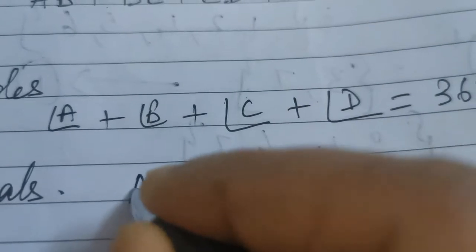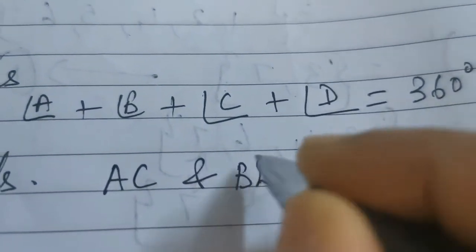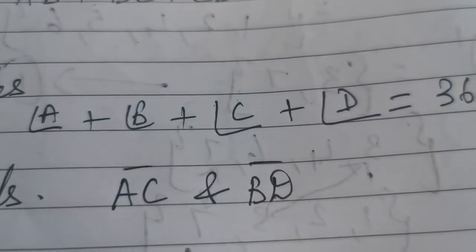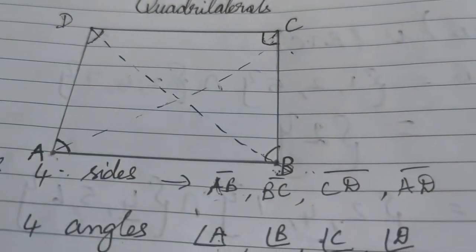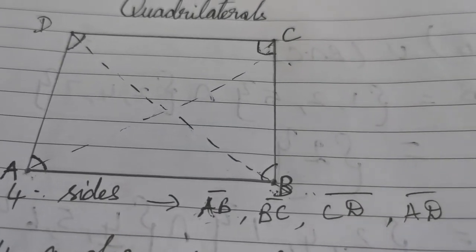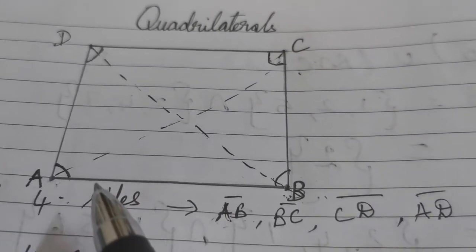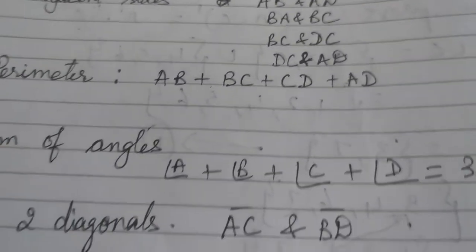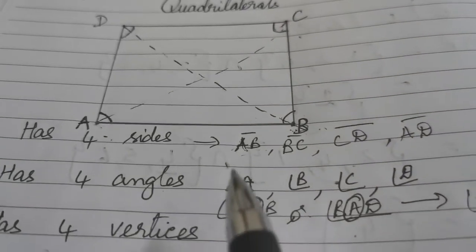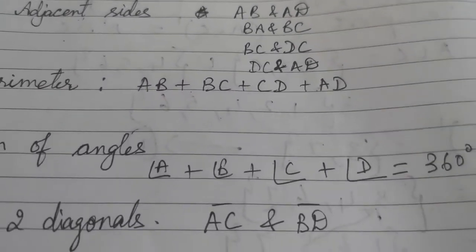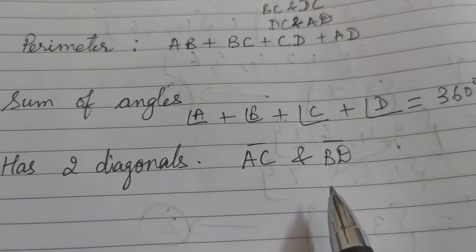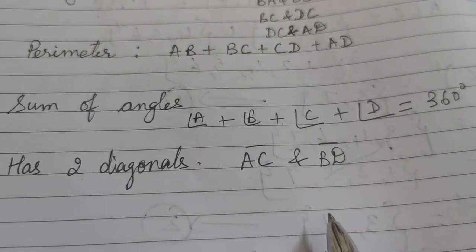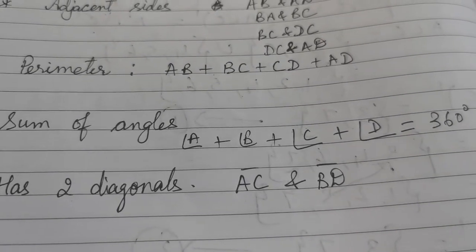So we got two line segments by joining the opposite vertices. AC and BD are the two line segments obtained by joining the opposite vertices A and C and B and D. So these line segments are called diagonals. A quadrilateral has two diagonals. Here it is AC and BD. So these are the general properties of a quadrilateral. In the next video, we will discuss the properties of different types of quadrilaterals. Thank you.